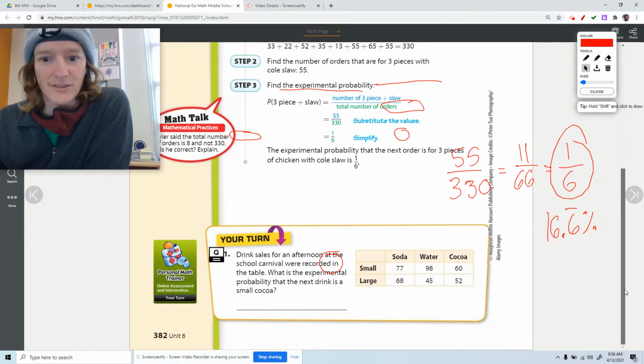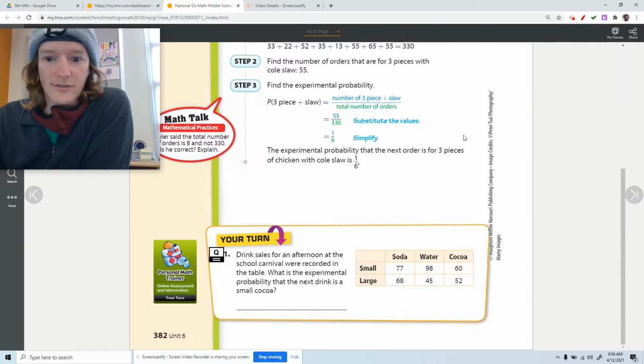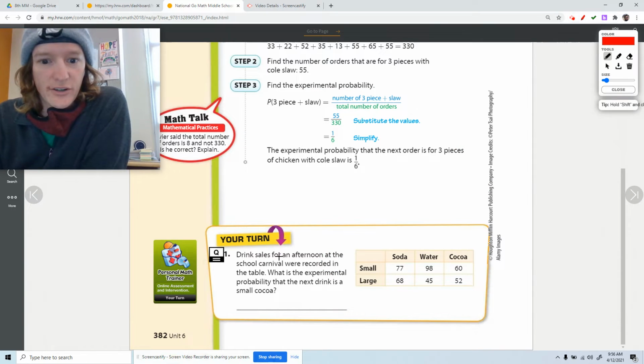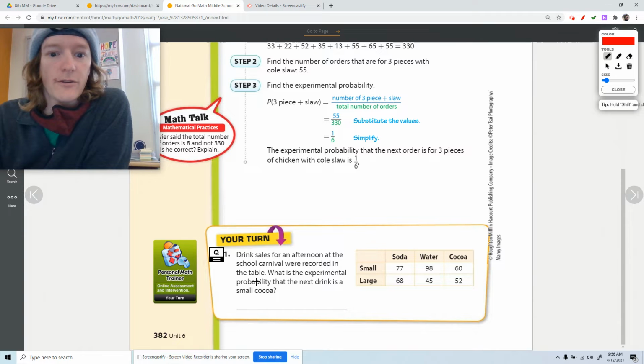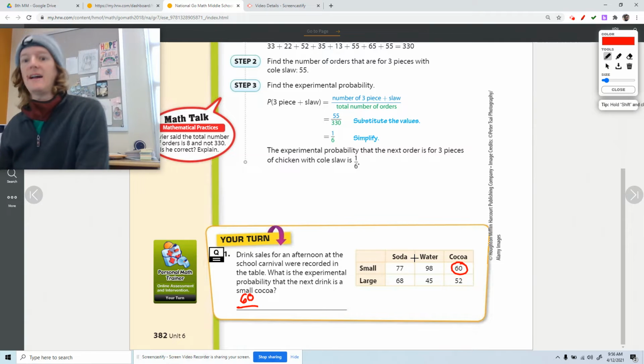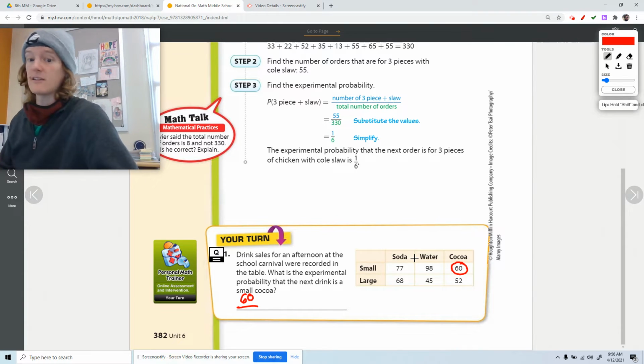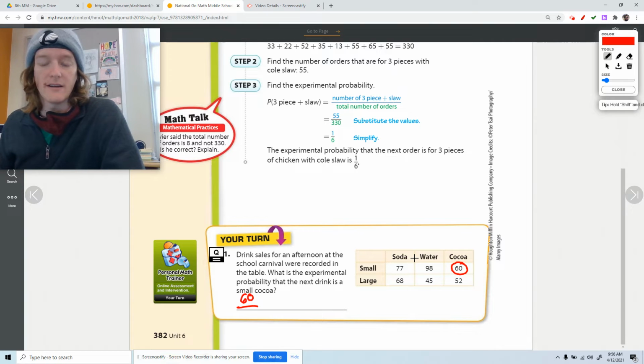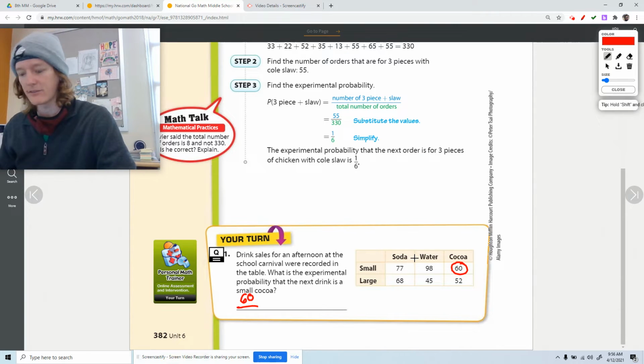All right, next question. Down here on the bottom, we're going to answer this one. Drink sales for the afternoon at a school carnival were recorded in the table. What is the experimental probability that the next drink is a small cocoa? So a small cocoa is right here. Well, that would be 60 out of how many? We have to add up all of our possibilities, because 77 people got a small soda, 98 people got a small water. So 77 plus 98 plus 60 plus 68 plus 45 plus 52.